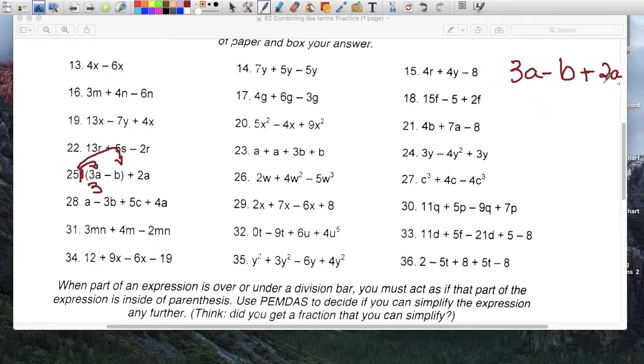I can combine the a's, so let me put things next to each other. So I'm going to circle this guy, circle the plus 2a. So 3a plus 2a, I'm going to move that circle right next to that. And the minus b is going to go all the way to the end. The a's get added, 3a and 2a is 5a, and minus b.